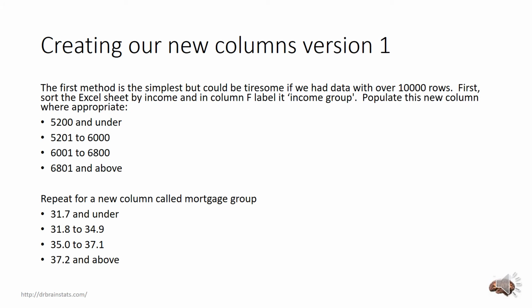So we're going to create our new columns. Now there are 2 ways you can do this. The first method is the simplest but could be tiresome if we have data over 10,000 rows. First, sort the Excel sheet by income, and in column F, label it income group. Populate this new column where appropriate, and then repeat for a new column called mortgage group.